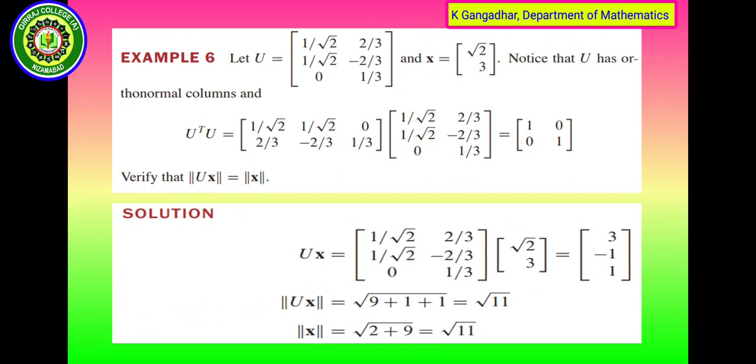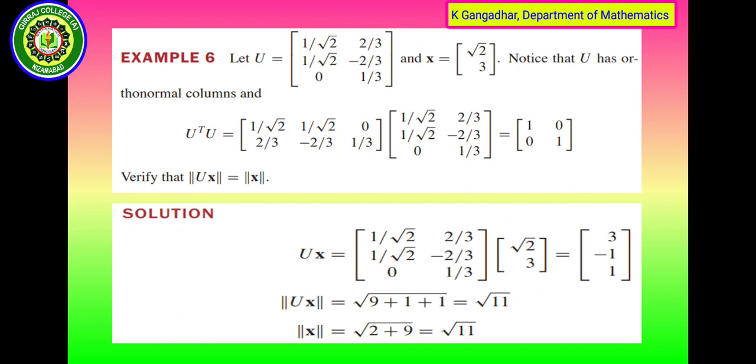So here we have an example. The problem is: let U equal to the matrix with first column 1 by root 2, 1 by root 2, 0, and second column 2 by 3, minus 2 by 3, 1 by 3, and the x vector is given as root 2, 3. So U has orthonormal columns and U transpose into U is I here. So verify that norm Ux equals norm x.